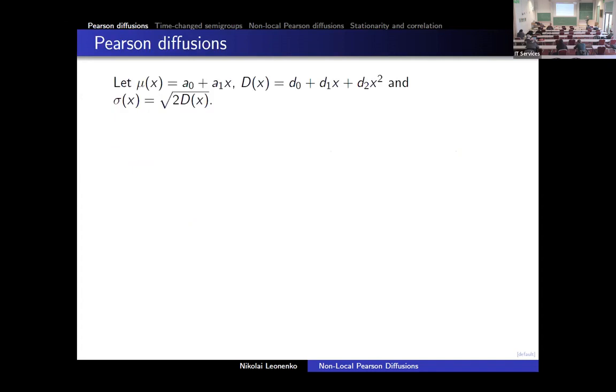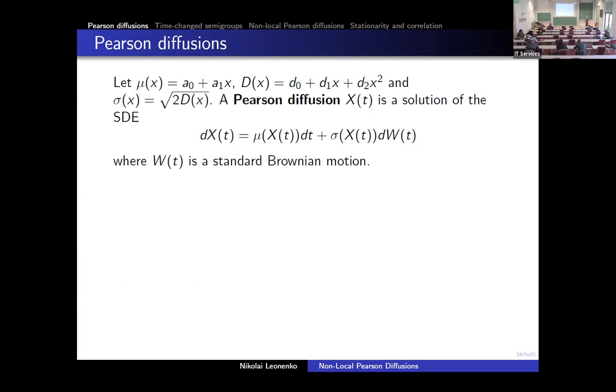Basically, let us consider two functions. One is a linear one, a sub 0 plus a1x, and another one is a quadratic one, d of x, which is d sub 0 plus d1x plus d2x squared. And sigma of x is the square root of this quadratic function, with some coefficient 2. And let us consider a stochastic differential equation with linear drift and diffusion of this special form, in which the diffusion is the square root of a quadratic function. And W of t is the standard Brownian motion.